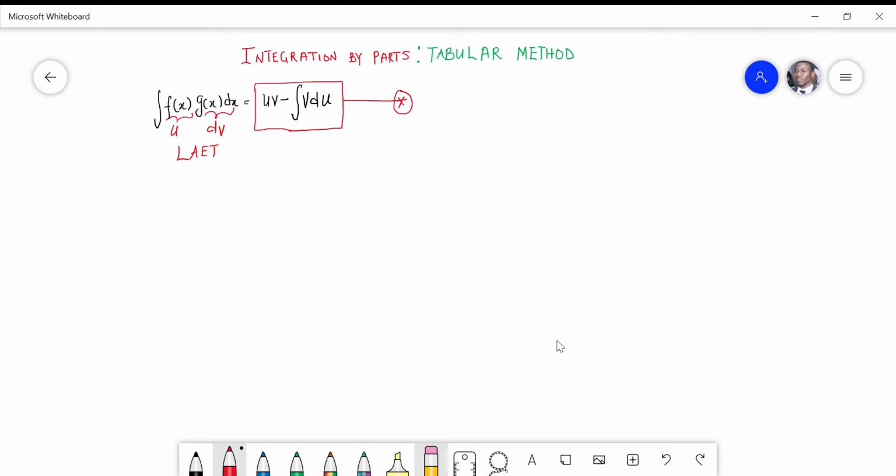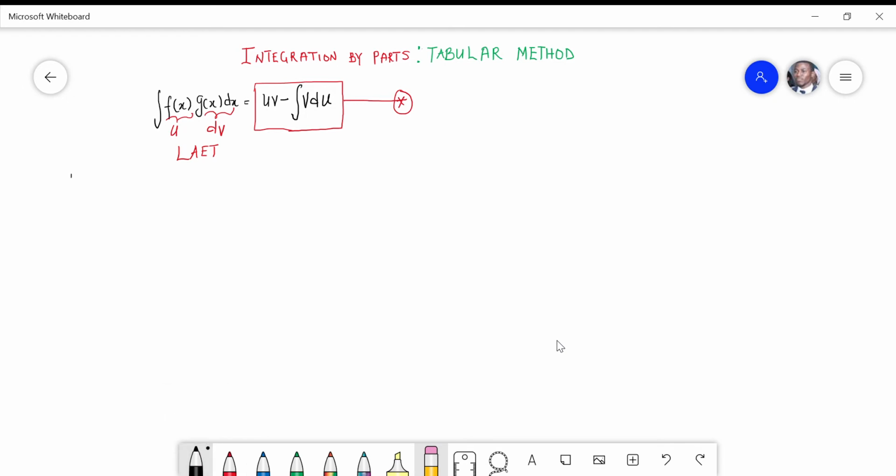Kindly check it out. Today we'll be talking about how to use the tabular method to solve integration by parts without having to use the classical method, right? Okay, so let's just jump straight in.